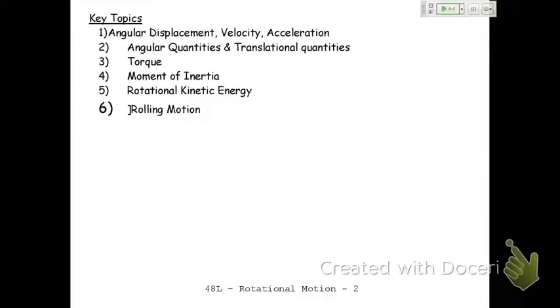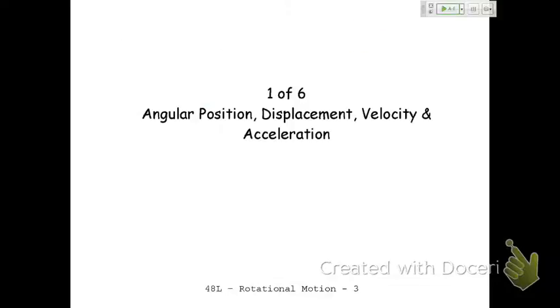What we're going to do today is talk about angular displacement, angular velocity and acceleration, angular quantities and translational quantities, and we can move backwards and forwards between the two of them. We're going to introduce the idea of angular force, which is like torque, and then angular mass, which is like moment of inertia, and then we'll talk about angular kinetic energy, which is like rotational kinetic energy, and then we'll put it all together in a rolling fashion, and we'll talk about rolling motion. So there's a fair bit that's quite testable in what we do today.